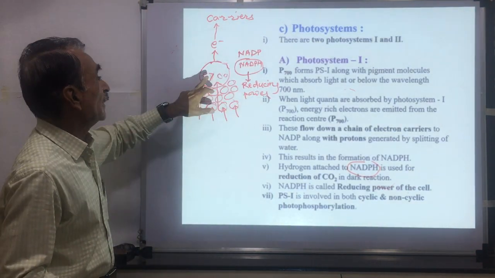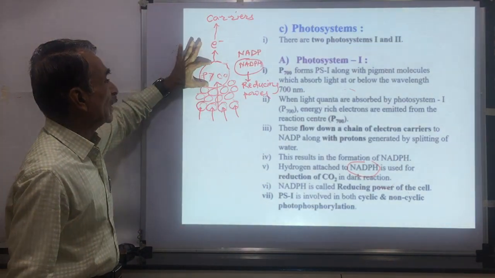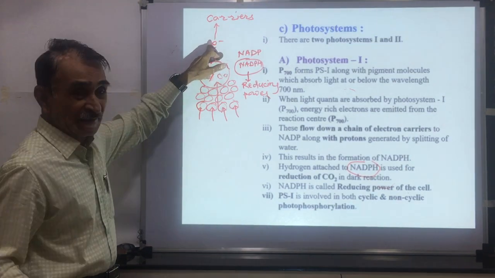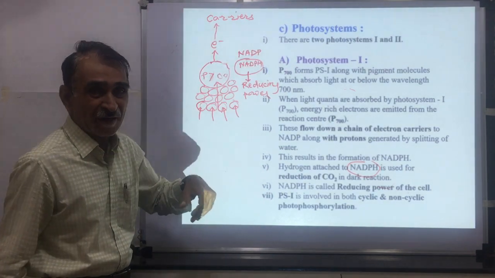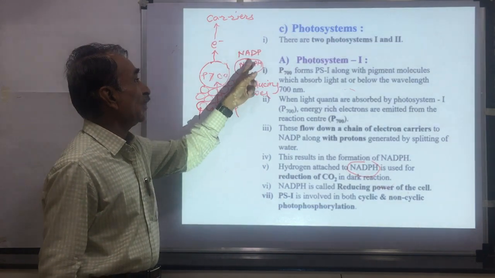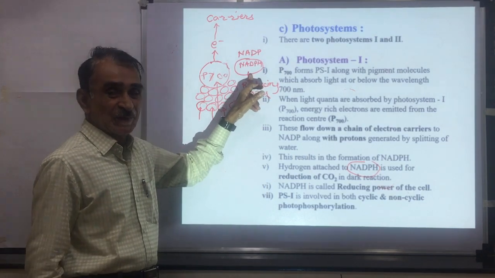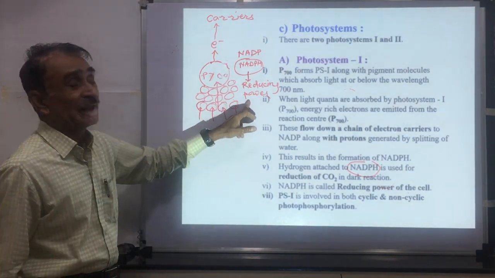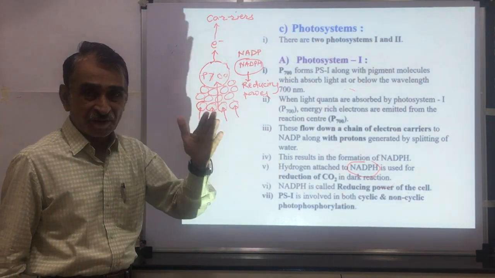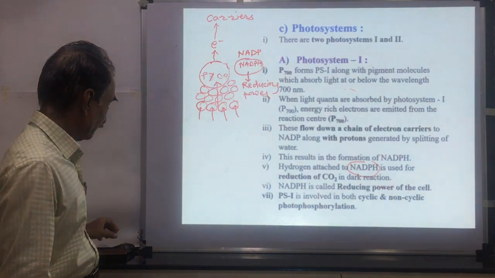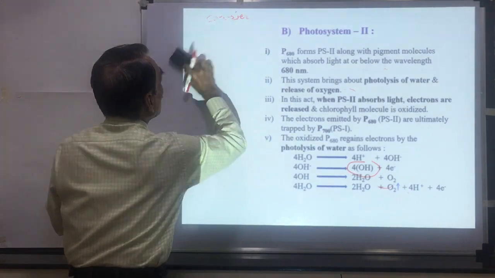So in photosystem first, P700 is the reaction center. These are the accessory pigments. All these absorb light energy and give it to P700, which expels electrons, and an excess amount of energy is given out along with the electrons. These electrons move in a cyclic or non-cyclic manner. These are used for the reduction of NADP into NADPH. For this, hydrogens are supplied by the splitting of water. NADPH is called a reducing power. Hydrogens from this NADPH are used for the reduction of CO2 in the dark reaction. This is photosystem first. Then we shall see photosystem second.